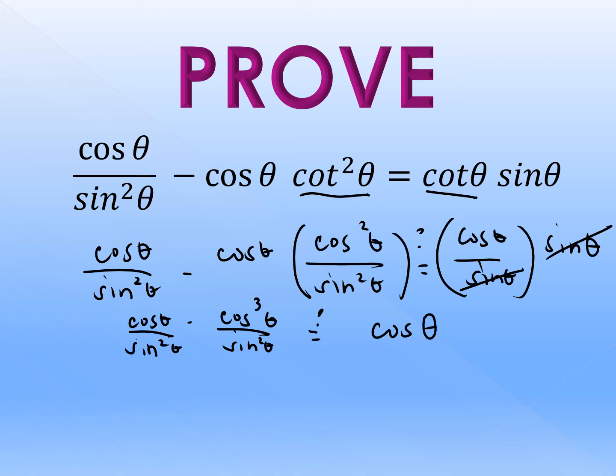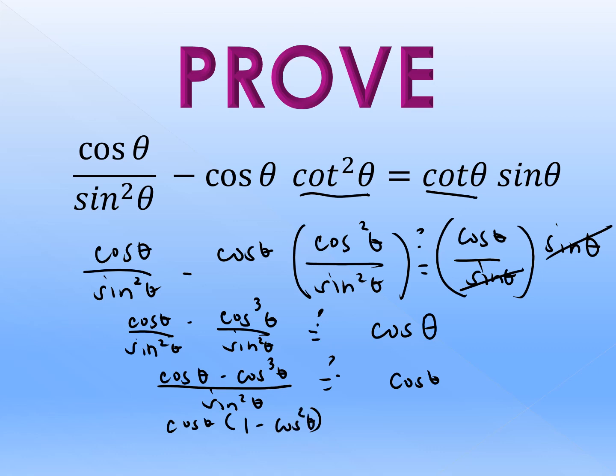Now, we can have cos theta minus cos cubed theta because we have the same denominator. So we have cos theta minus cos cubed theta all over sine squared theta is equal to cos theta. Now, we can factor this because there is a common factor which is cos theta. So we have cos theta quantity. Cos theta divided by cos theta is equal to 1. Cos cubed theta divided by cos theta, that's cos squared theta, all over sine squared theta.